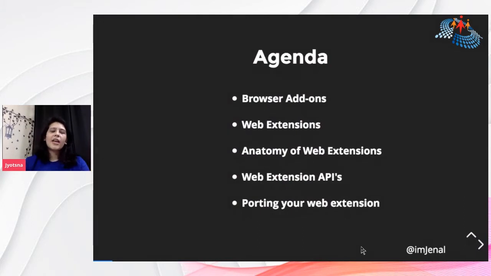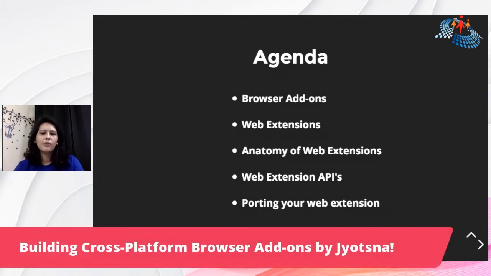Today the agenda would be basically what are browser add-ons, what are web extensions, what is the architecture of web extensions, and how can you use the web extensions API in your add-ons to leverage the benefit of running it over Chrome, Firefox, or any other browser. And also, if you have already built an add-on, how can you port it to another browser? This will be quite an overview of what browser add-ons are, how you can build one, and how to get started with it.